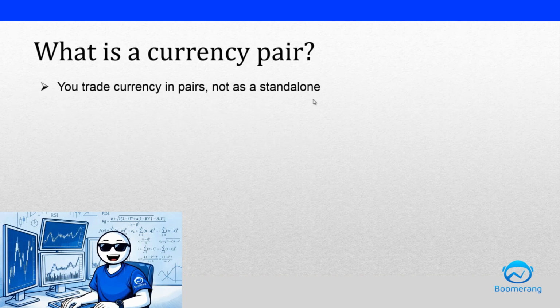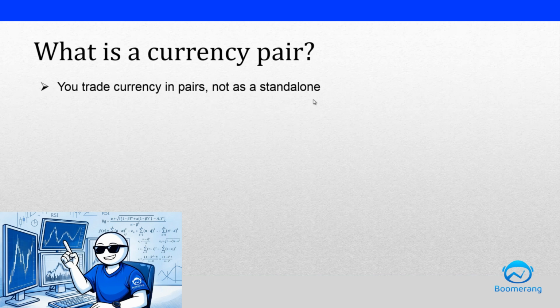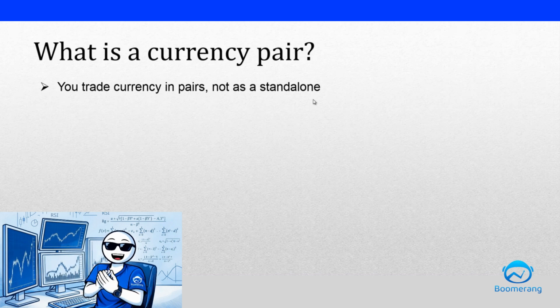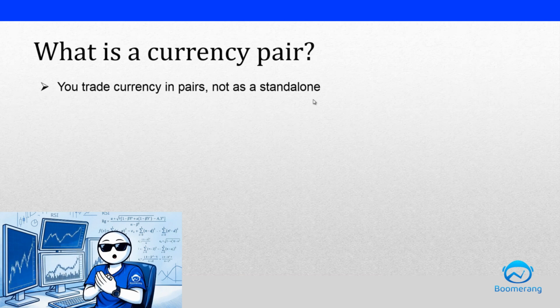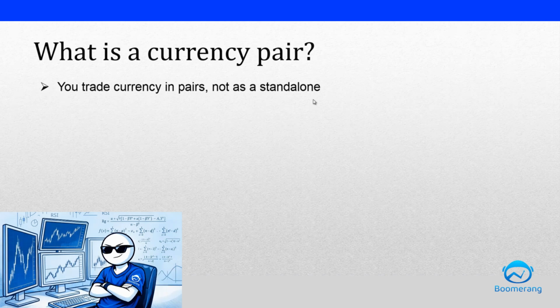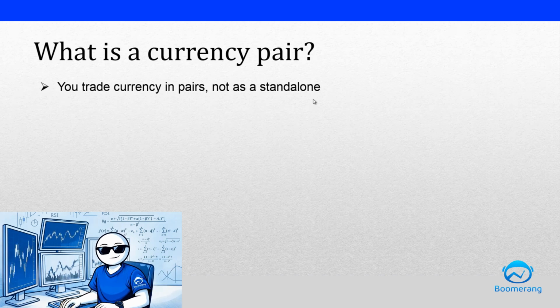Just like when you go to a supermarket to buy an orange, you don't say, "I want to buy some orange." You have to exchange your money for an orange. Same thing for currency pairs. When you want to trade currencies, you have to exchange one currency for another. You can't just say, "I want to buy some euros." The other party will be thinking, sure, but what are you giving me in exchange? This is why currencies trade in pairs, not as a standalone.